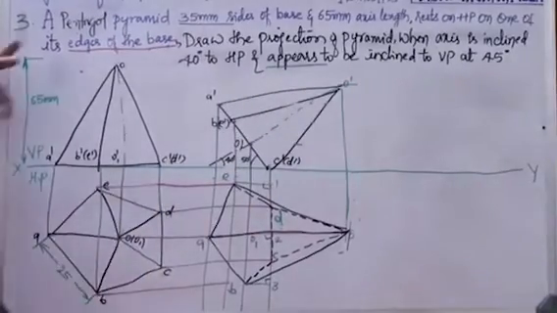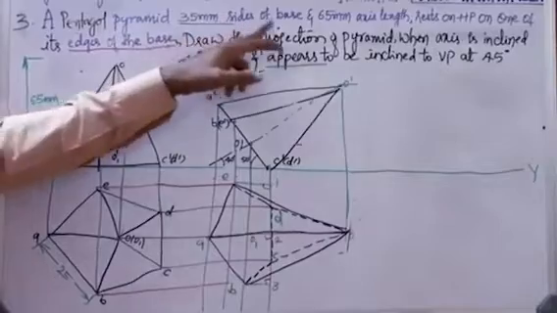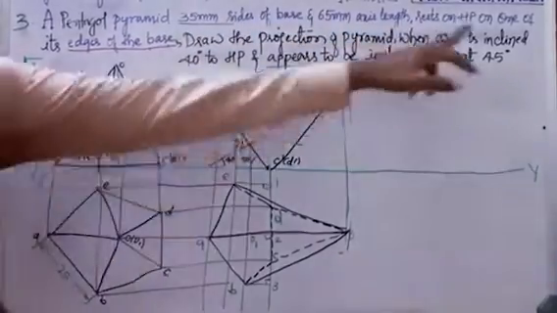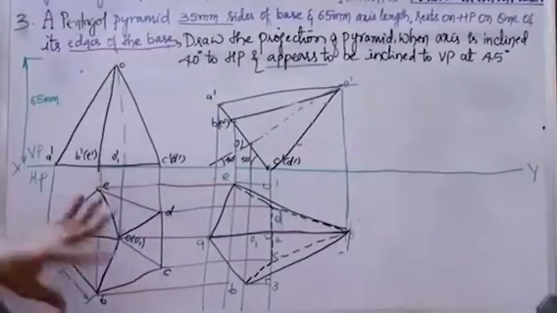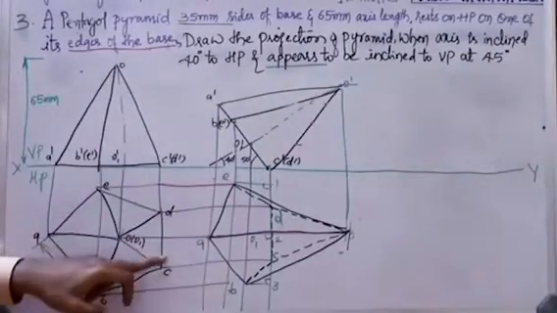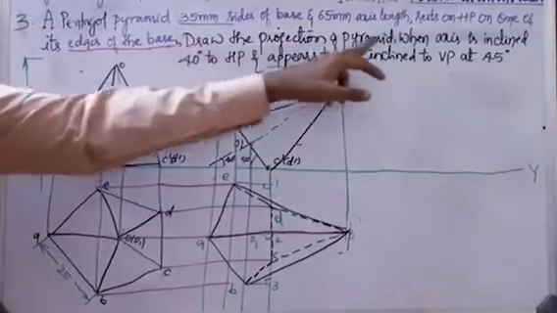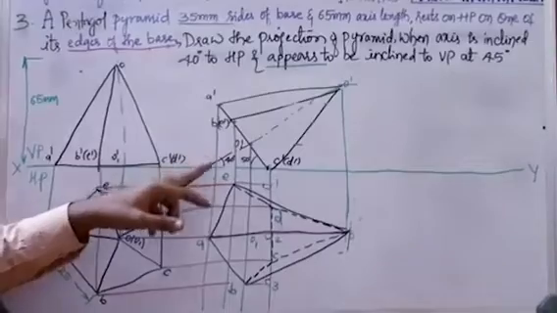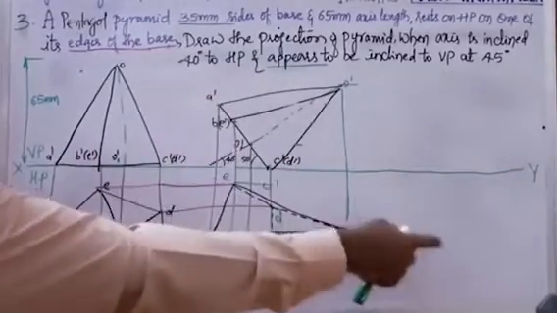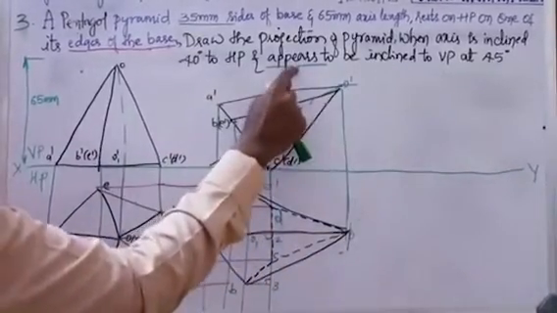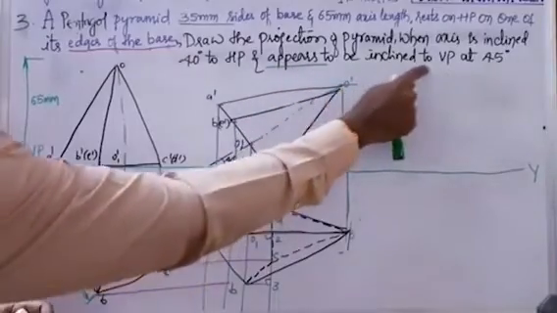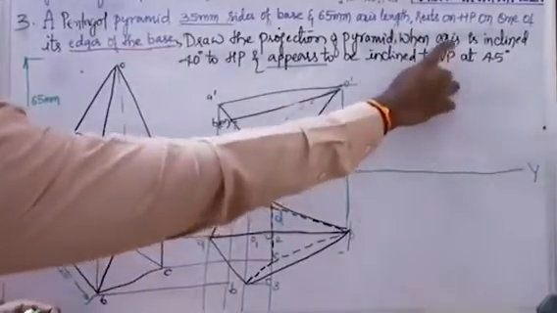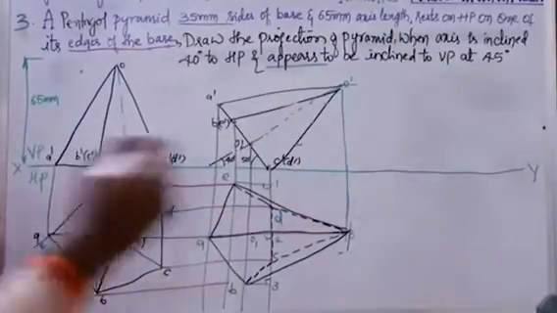I read the question. A pentagonal pyramid 35 mm sides of base and 65 mm axis length rests on one of its edges of the base. So this remains the same. It is resting with edge. Draw the projection of the pyramid when axis is inclined 40 degree to HP. This remains the same. The only change is here. Appears to be inclined to VP at 45 degree. So the sentence is continuous. Axis is inclined 45 degree to VP.